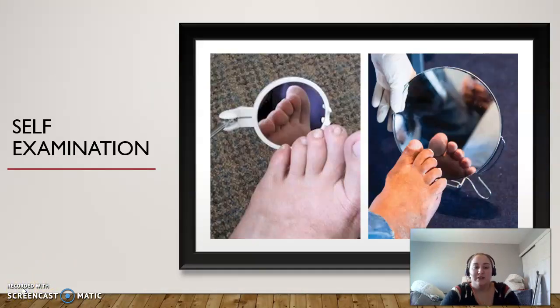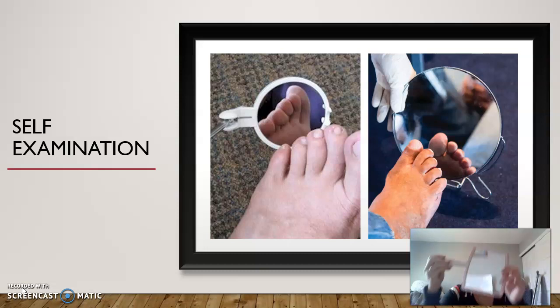Next, we're going to practice doing self-foot examinations. This is something you need to do daily. If you're having trouble doing it yourself, you can have a friend, family member, or caregiver help you. They could either hold the mirror for you, or they can even look at the foot for you if you can't do it.